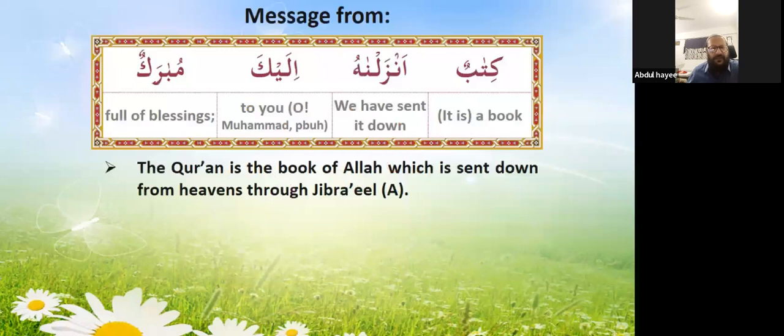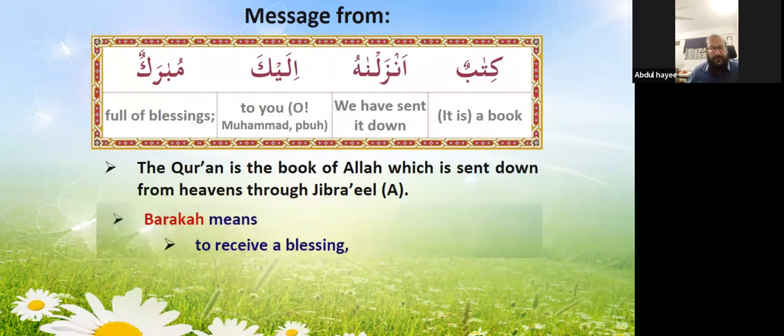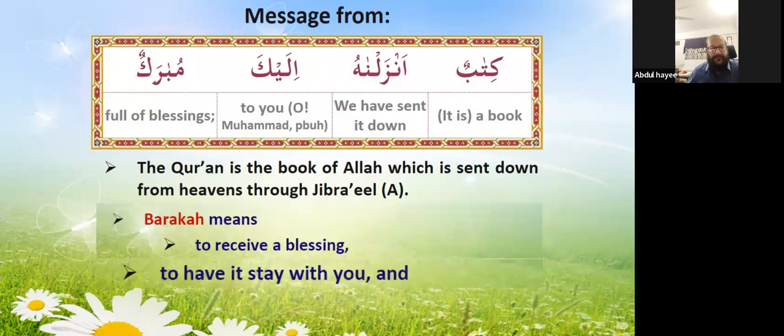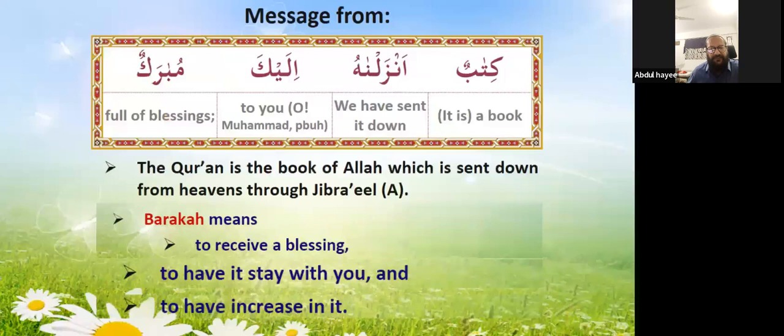Let's take the lesson from this. The Quran is the book of Allah, which was sent down from heaven through Jibreel alayhi salam. Baraka means receiving a blessing, having it stay with you and having an increase in it. These are the meanings of baraka.